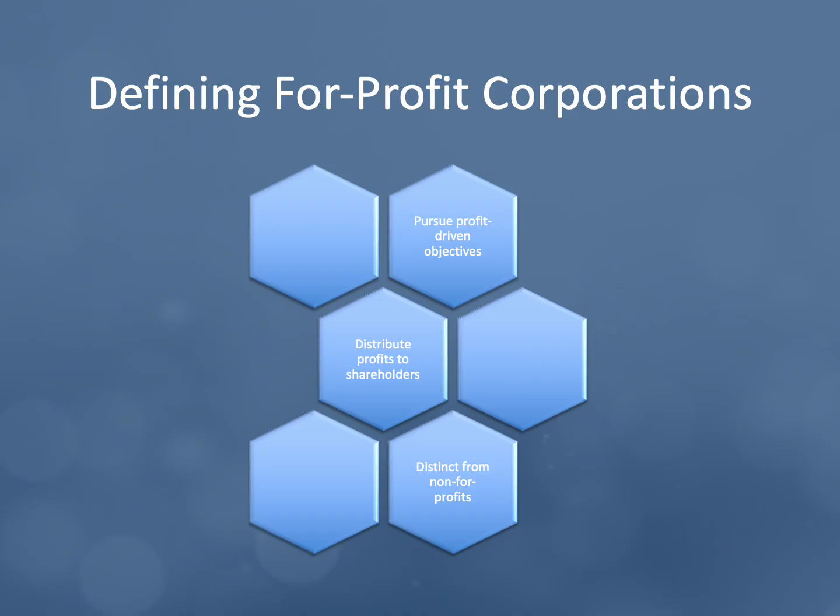Following our introduction, let's define for-profit corporations in Canada's context. A for-profit corporation is a legal entity established to pursue profit-driven objectives, such as selling goods or services, with profits distributed to shareholders or reinvested for growth. For example, a corporation like Loblaws generates revenue through grocery sales, distributing dividends to shareholders.